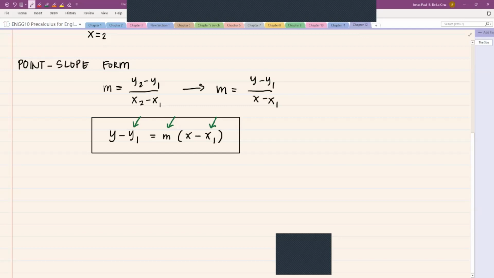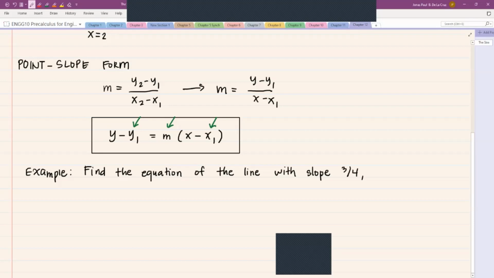So for example, find the equation of the line with slope 3/4 and which passes through the point -2, 5.